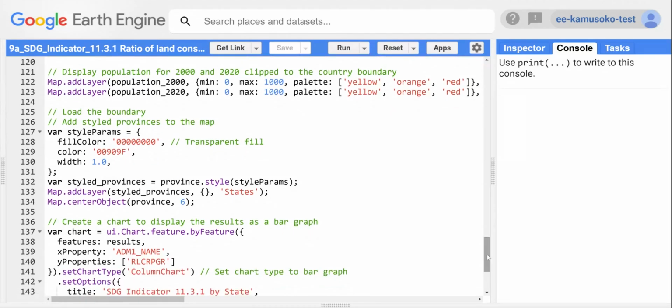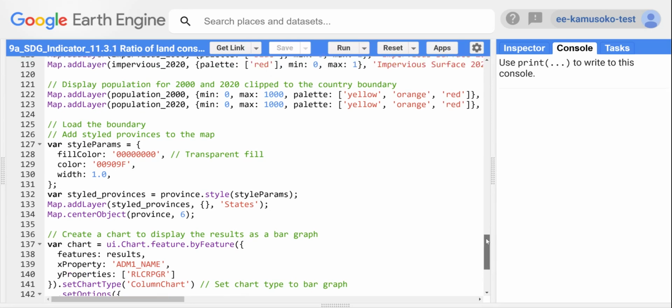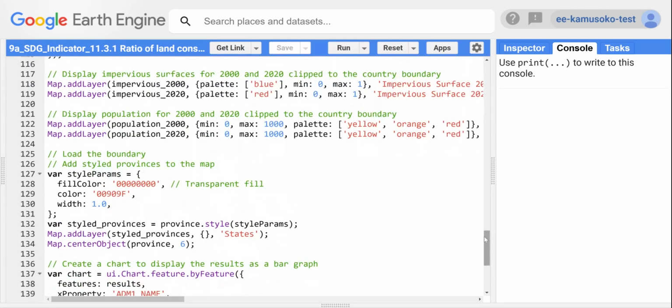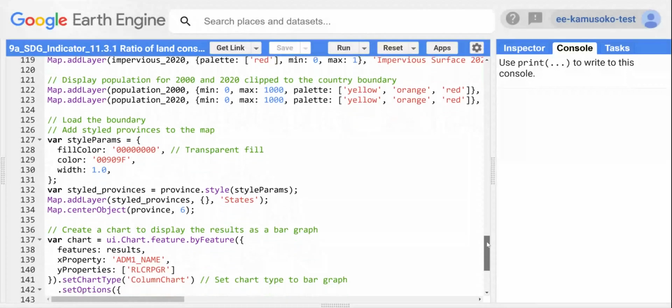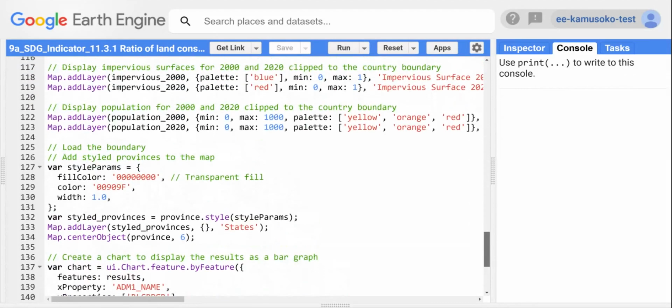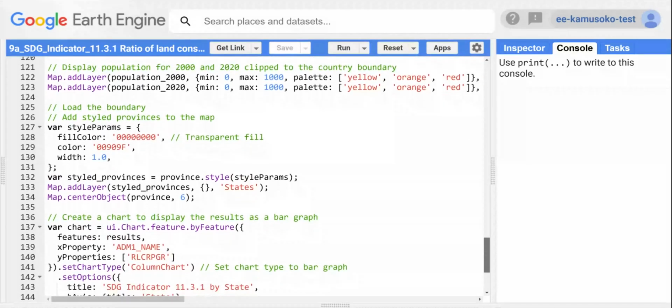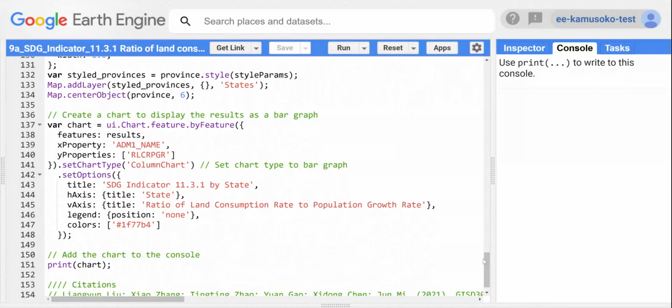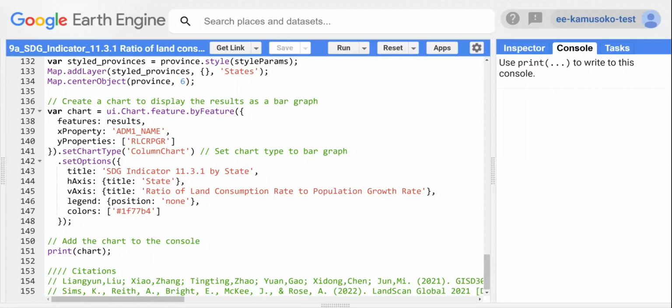And then finally, we are going to display the state boundaries over the impervious surface maps and the population maps, so that we can see the states with large changes in urban areas or large changes in population. And then finally, we are going to create a chart to display the results as a bar graph. Again, this is quite important so that it gives us a very good visual analysis.